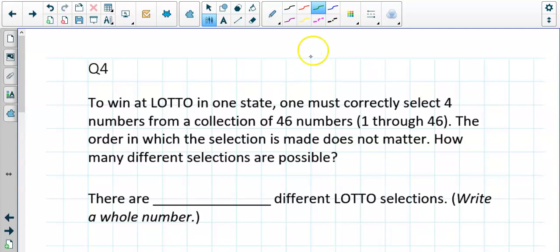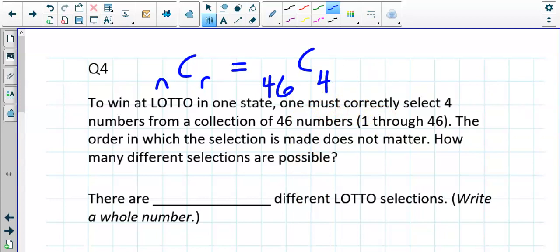So a combination is going to run a lot like nPr, except this time we got nCr, where n is our total amount that we're dealing with. So in this case, it's the 46 numbers. And then r is how many we're going to select, just like the nPr. So really what we're looking at is 46C4, because there are 46 numbers and we want to choose 4.